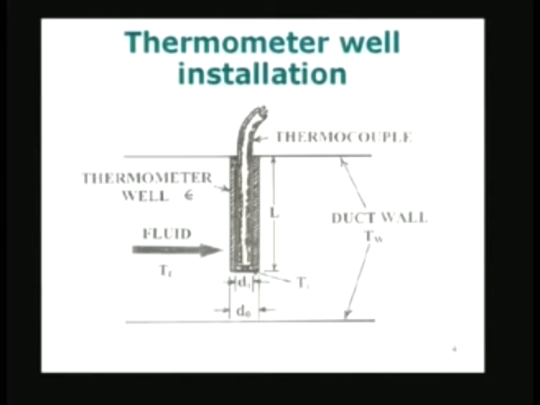Thermometer well is something like what is shown here. A well is made of an annulus, a tube which is inserted into the medium. The fluid is flowing like this at a temperature T f, and the thermometer well is sticking right into the tube in a direction perpendicular to the flow. The fluid is flowing in a direction which is indicated by this arrow. The well is kept in this direction.